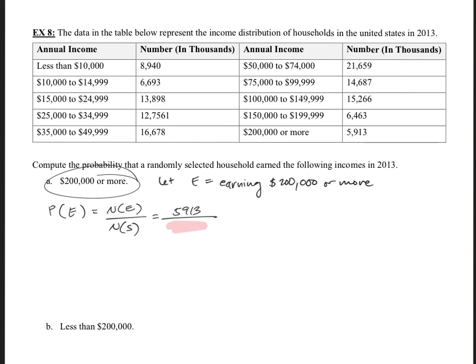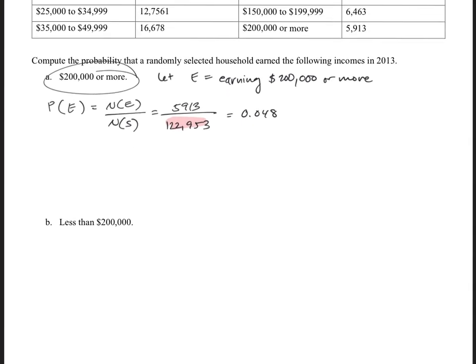Okay, well, what do we get? When I add all of those up, we get 122,953. Okay, plug that into a calculator and we come out with 0.048. That is the probability of randomly selecting a person who earns $200,000 or more. And notice, this is below 5%, which we said was the unusual threshold. And that would make sense. It's unusual to find somebody that earns that much money, or randomly pick them off the street and ask them how much they earn.